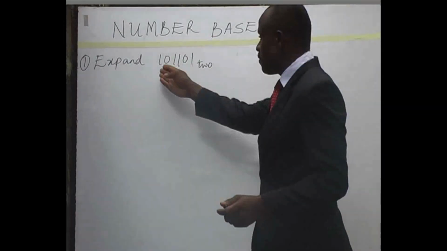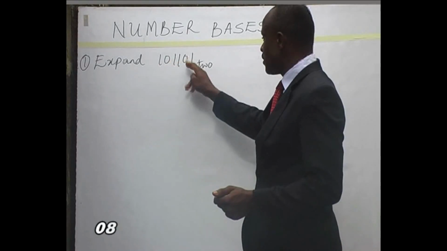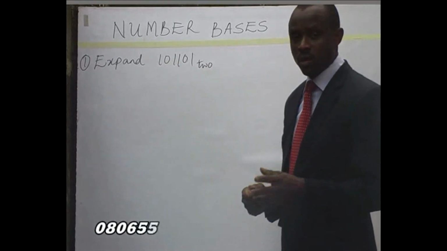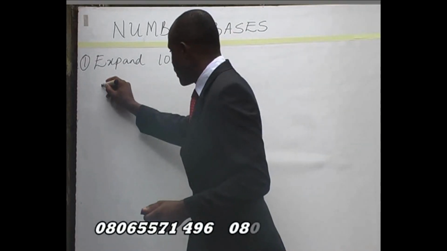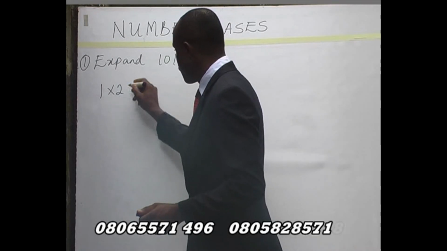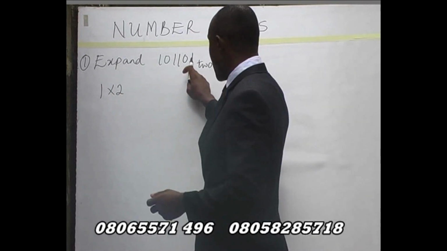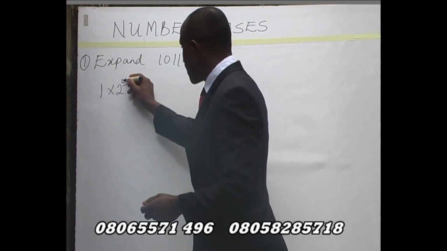In number bases, if you are asked to expand 101101 base 2, look at what you're going to do. Take the first number. You have 1 times the base of 2. Count 1, 2, 3, 4, 5, the remaining numbers. Put it as the exponent of 2.